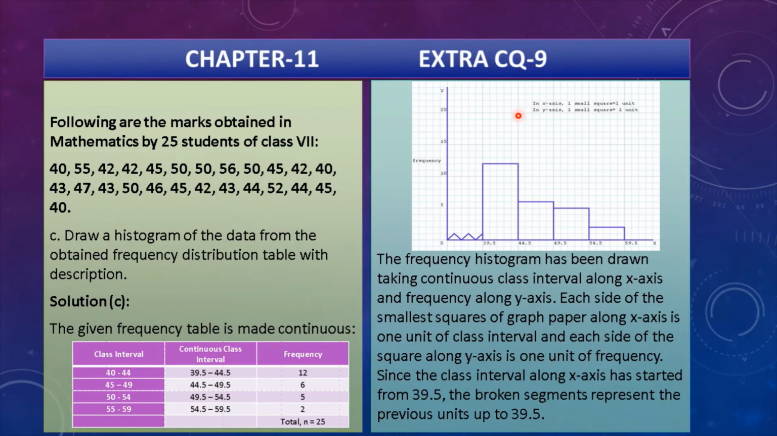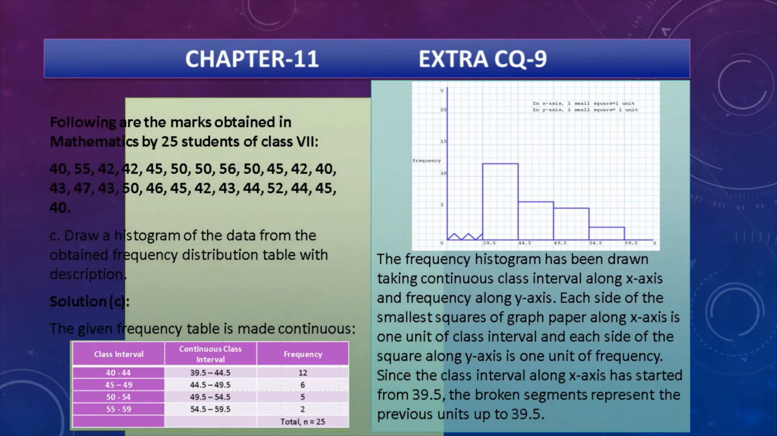As you can see, my dear, in here it is written in x-axis 1 small square, that is 1 unit. In y-axis 1 small square, that is 1 unit. Since the class interval along x-axis has started from 39.5, the broken segments, my dear, represent the previous units up to 39.5. So these are the things, my dear students.